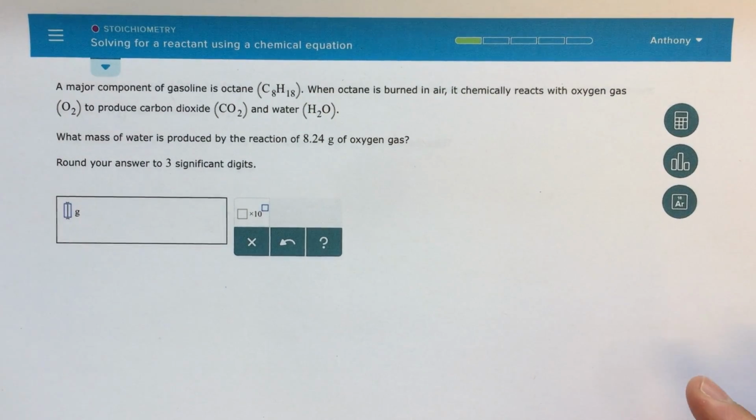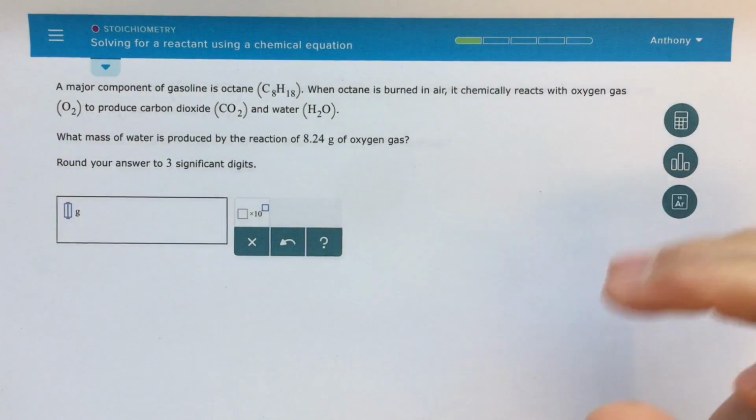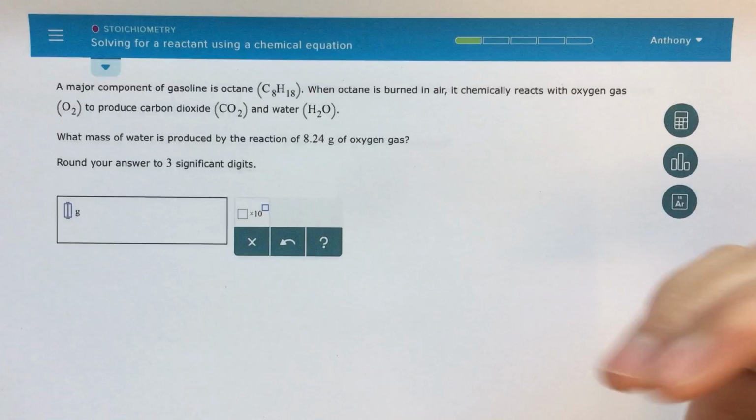All right, class, so this is an ALEKS topic that's called solving for a reactant using a chemical equation. And I really like this problem. It's got a lot of different aspects, a lot of the stuff that we've been talking about. I think it encapsulates a lot of the concepts. So let's go ahead and get started.